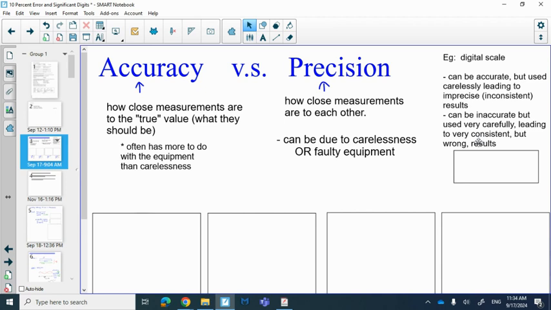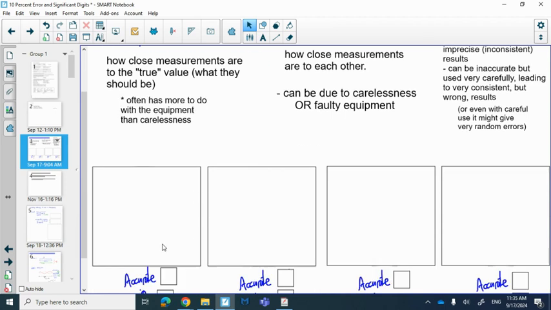We have a scale here at the school that just reads the wrong numbers. It doesn't matter how careful you are with it. The difference between accuracy and precision is one that often gets confused. They kind of seem similar.